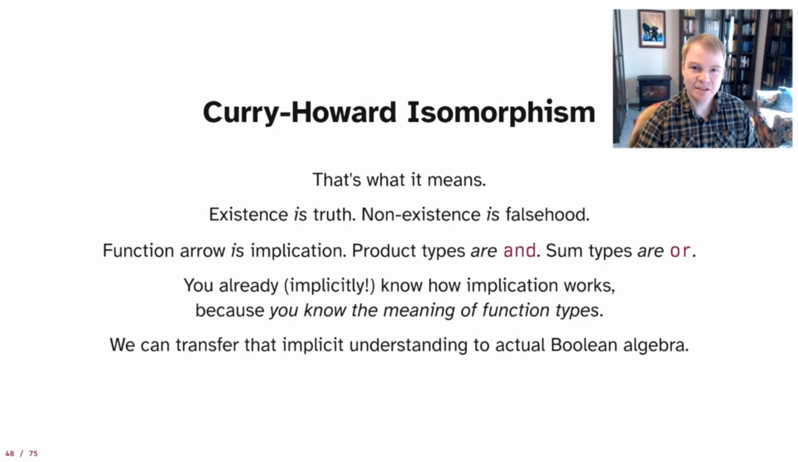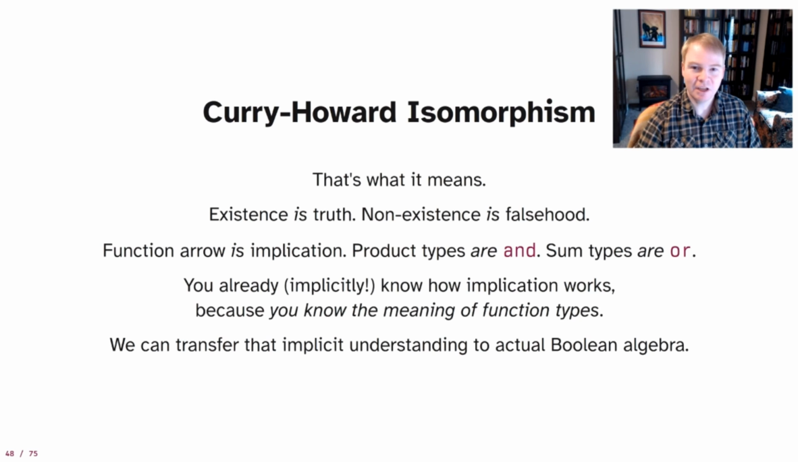In each of these cases, the type interpretation maps directly to a Boolean algebra interpretation, and we call this the Curry-Howard correspondence. This is what reasoning with types means, and the good news is that you already knew the answers to those questions. You just might not have recognized that they were Boolean algebra questions. So you already have an intuition for implication. Let's take a closer look at it.